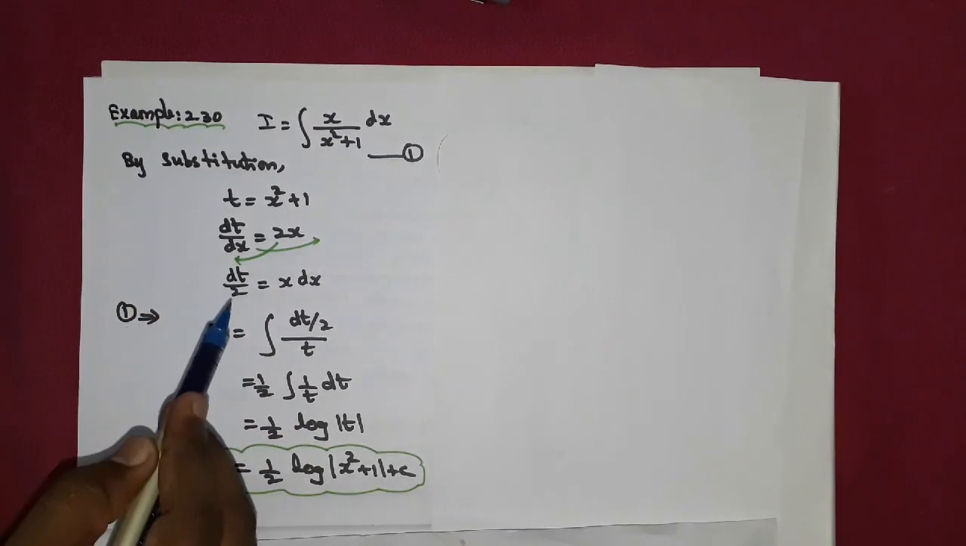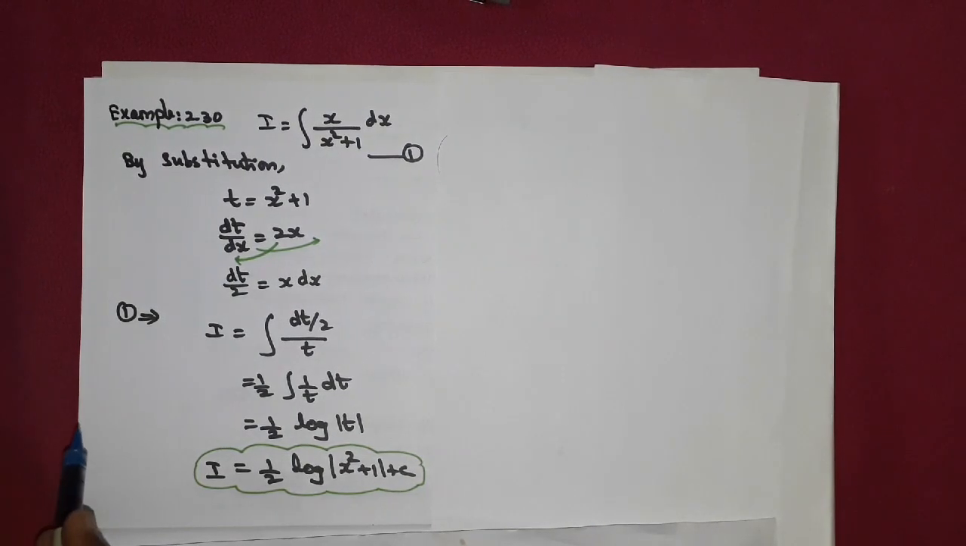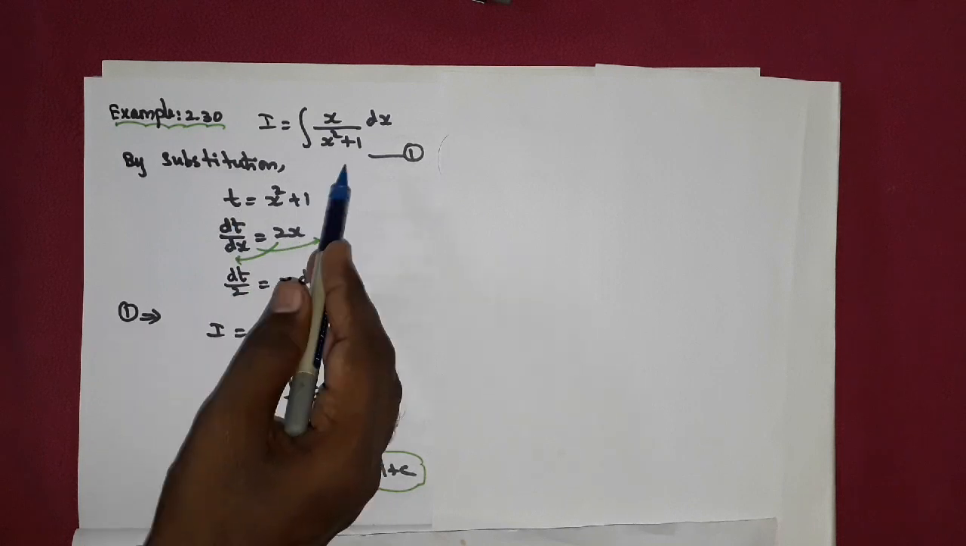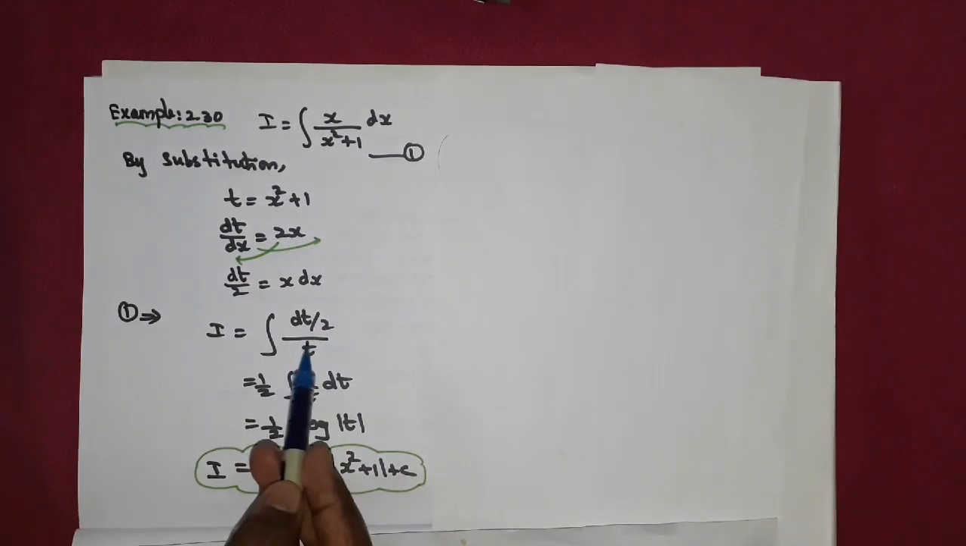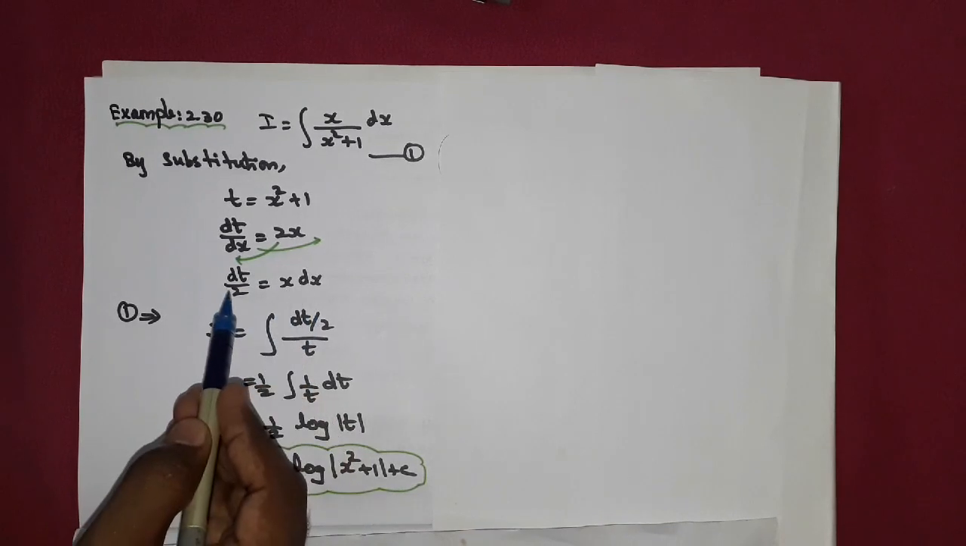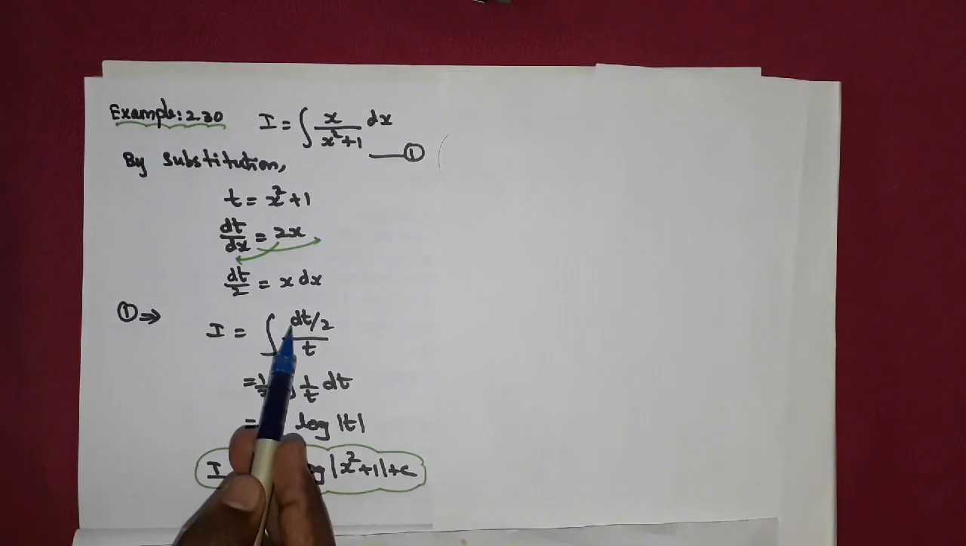So the function and derivative both are present in the same integral. So we can apply what method? Substitution method. So here, x square plus 1, instead of that I can put t. So the denominator will be t now. Instead of x dx we can put dt by 2. So we get this one.